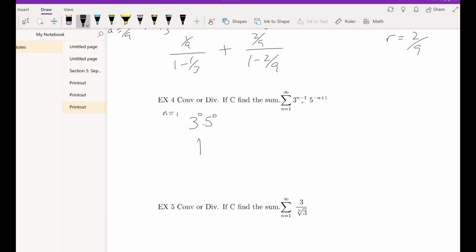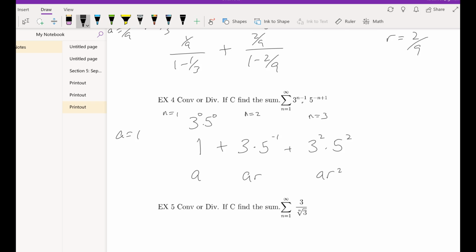So then I'm going to move on to the next term. Plugging in n equal 2 for the second term. So this is a. I'm looking for ar. Plugging in n equal 2, I get 3 times 5 to the negative 1. Plus, plugging in n equal 3, I get 3 squared times 5 to the negative 2. So that's ar squared. So a is 1.